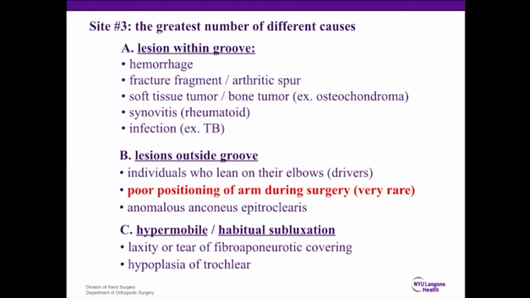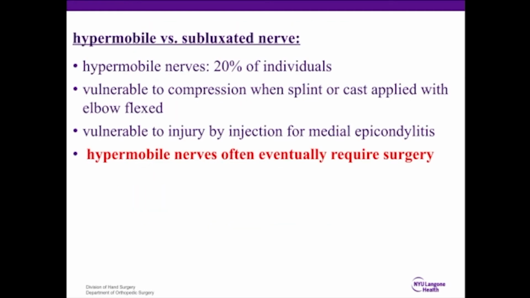There are some patients who have hypermobile nerves due to laxity of the fibroaponeurotic covering. I've never seen a tear of the covering, although it's been mentioned, where it could be hypoplasia of the trochlea. There's a difference between a hypermobile and a subluxated nerve. About 20% of us have hypermobile nerves, which are vulnerable to compression when a cast or a splint is applied with the elbow flexed if the nerve is running over the epicondyle.